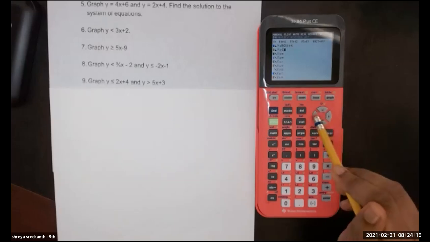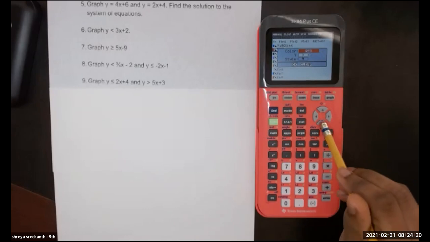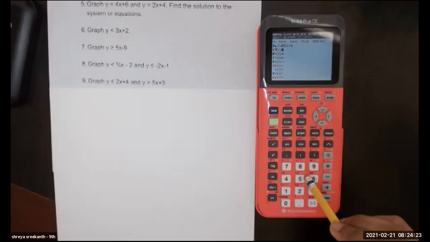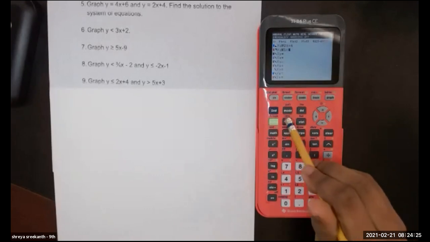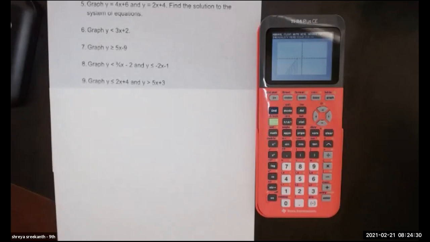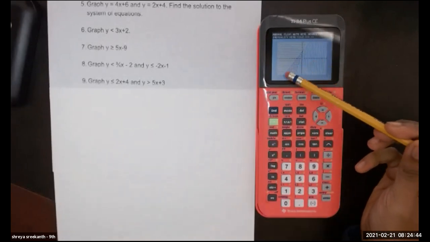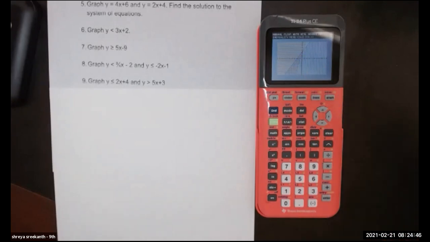And then here we change it to greater than. And then we do 5x plus 3. And then we graph that. So this is what it should show up like on your calculator, and where the two graphs overlap, this area right here is the solution to the system. Did everyone get that?